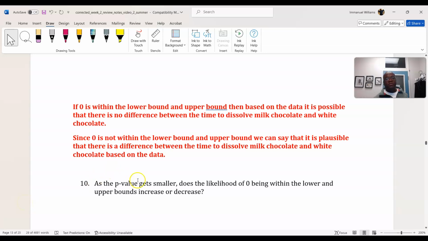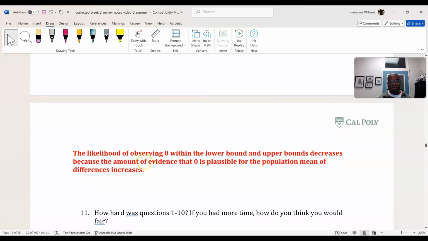So here, as the p-value gets smaller, this is totally separate. Just this gives you an idea what's going on. As the p-value gets smaller, does the likelihood of 0 being within the lower bound, upper bound increase or decrease? As you get more and more evidence against the null hypothesis, the lower bound and upper bound get further from 0. Okay, as the p-value gets smaller, it becomes less and less likely for 0 to be within the lower bound and upper bound, because you have more and more evidence to reject the null hypothesis that 0 is even plausible as a difference. Okay, so that is that.